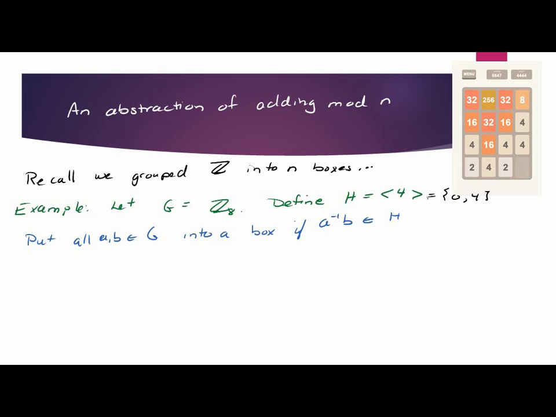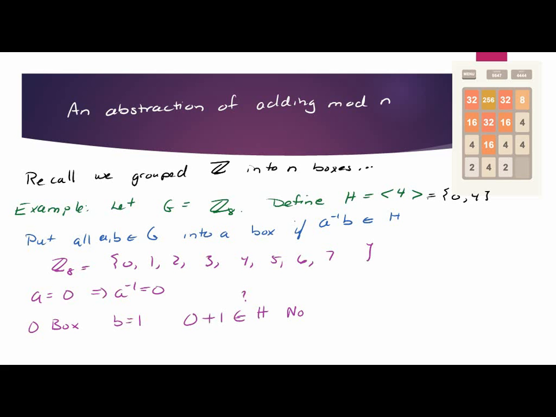So you're putting things into a box, and the box is really a inverse b belongs to H. So I did a few calculations here to show you what I mean. So you can take just like you do with the even number 2.